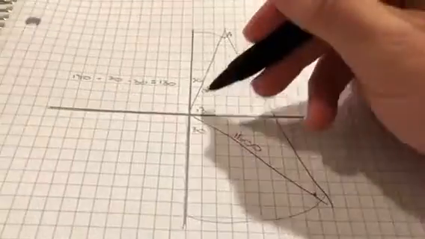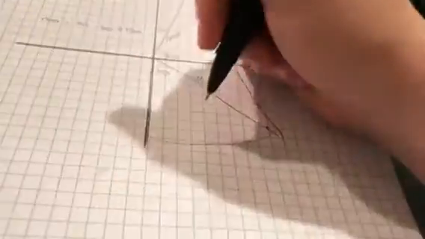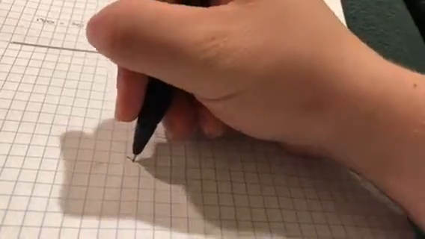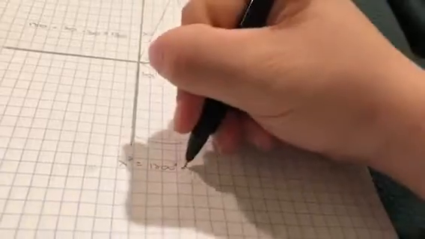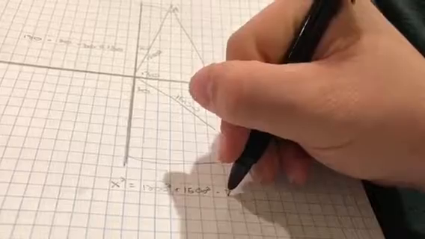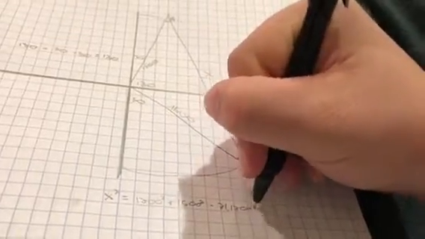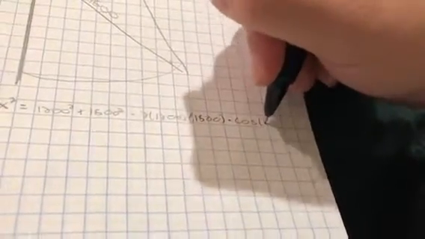As we have these three values, it's clear that we have to use the law of cosines because we have side, angle, side. So the law of cosines equation for this problem would be x squared equals 1,200 squared plus 1,500 squared minus 2 times 1,200 times 1,500 times cosine of 130.